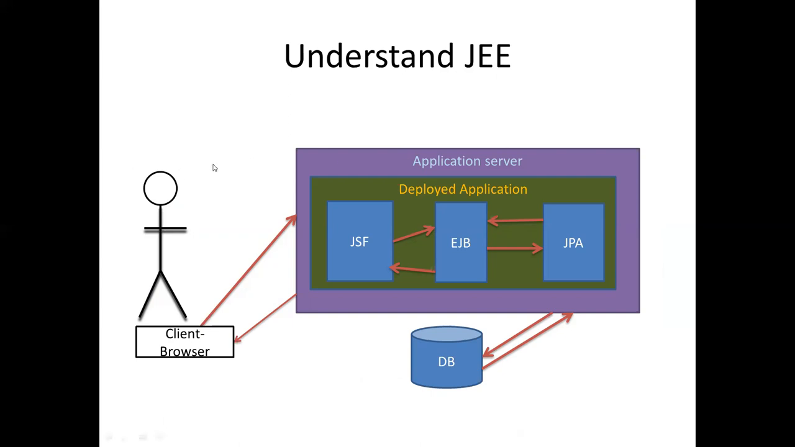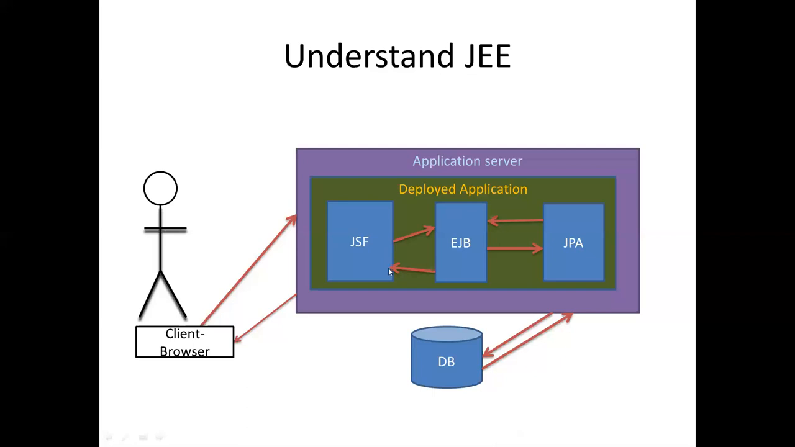So basically, you have your application server where you have deployed your Java enterprise application. This Java enterprise application can consist of Java Server Faces, Enterprise Java Beans, Java Persistence API. And to simplify this even more, JPA can be outside of your application, it can actually be a separate application, but it's all about Java classes which have some annotations.